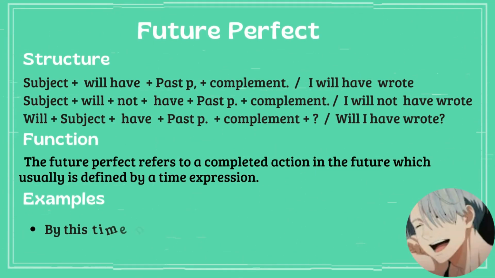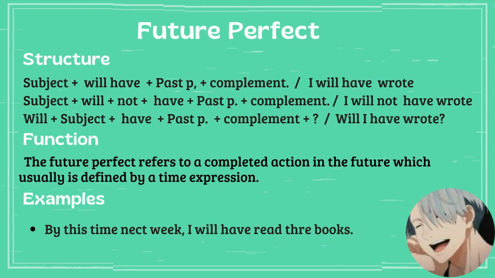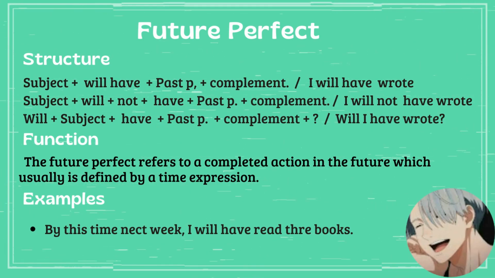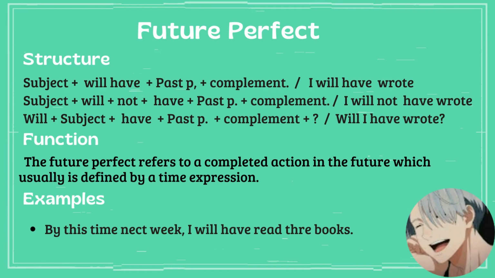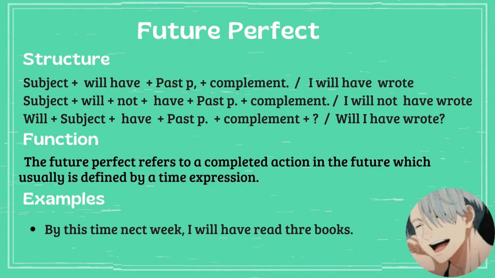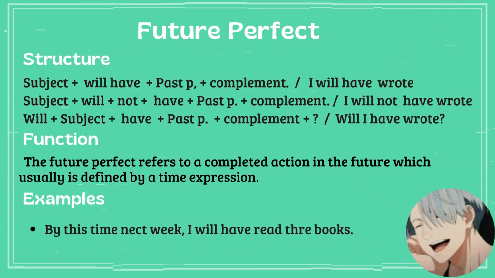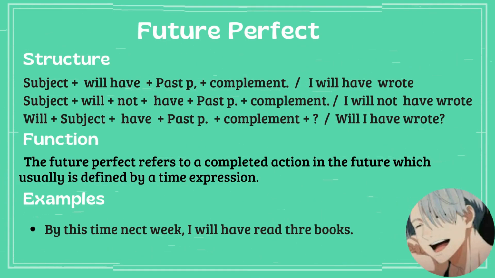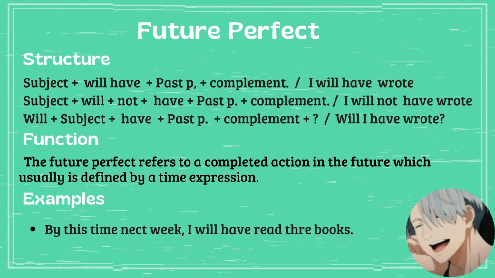Modal verb future perfect. For the structure, we use firstly the subject, then will have. Have is the auxiliary. Then the past participle, then the complement. Example: I will have written. For the negative form, we use subject, will, not, and then have, then past participle, and finally the complement. Example: I will not have written.